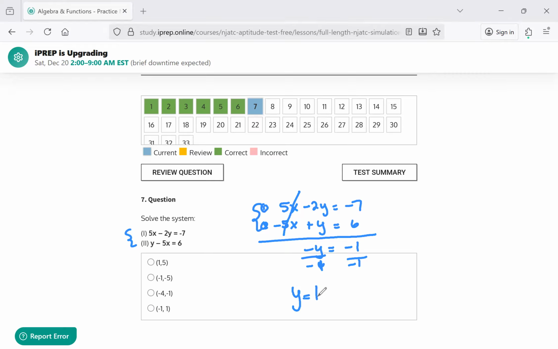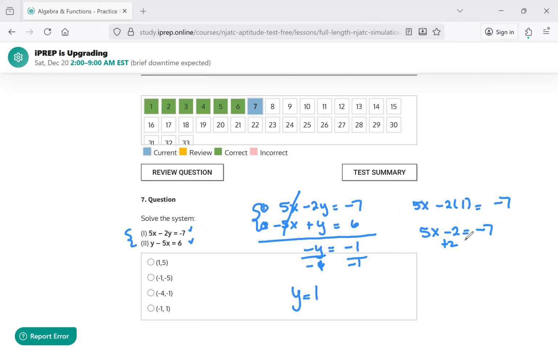Now, how do you solve for x? To solve for x, you're going to simply put y into either the first one or the second one. It doesn't matter as long as they're original. So I'll put it in the first one. So it's 5x minus 2 times 1 equals -7. So that's 5x minus 2 is -7.